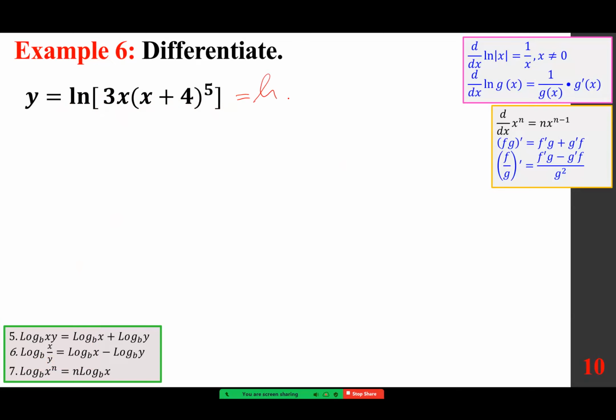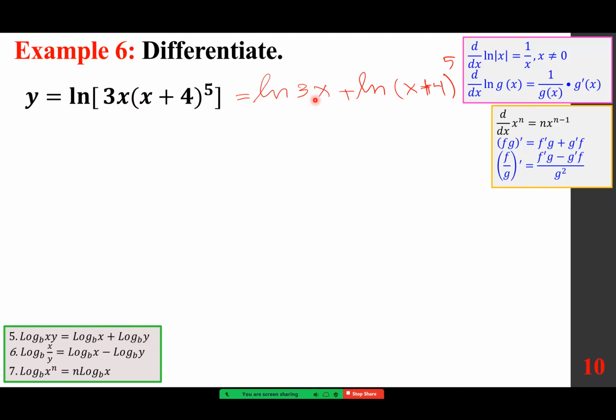This is, I'm going to do it in 2 steps, although it can be done in 1. It's ln of 3x plus ln of x plus 4 to the power of 5. So ln of this part plus ln of this part, we are using number 5, the product rule.